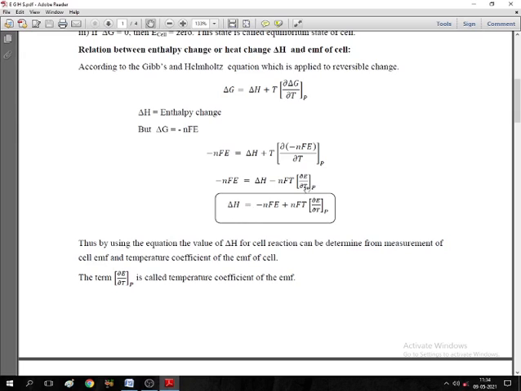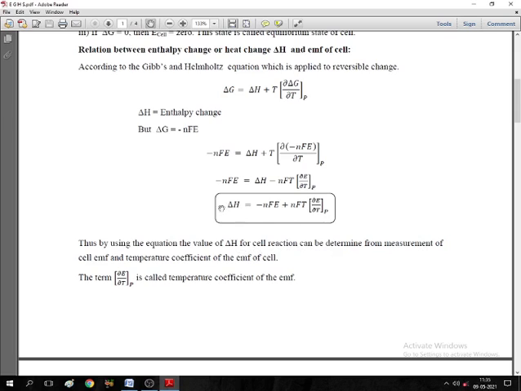If we rearrange this equation, delta G brought here will become minus, this taken there will become plus, and multiplying throughout by minus, we will get delta H is equal to minus nFE plus nFT dou E by dou T at constant pressure. Now this is the equation which gives the relation between the enthalpy change for a cell reaction and that of the EMF.